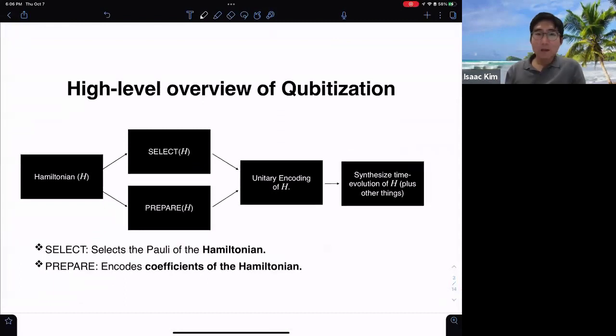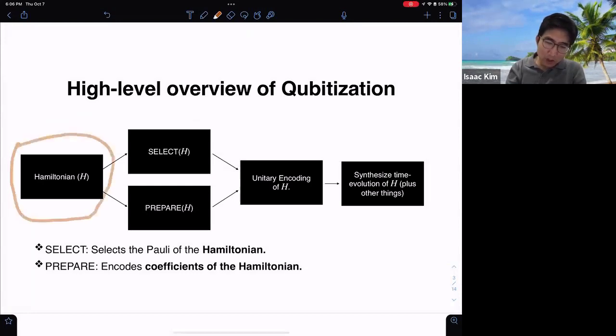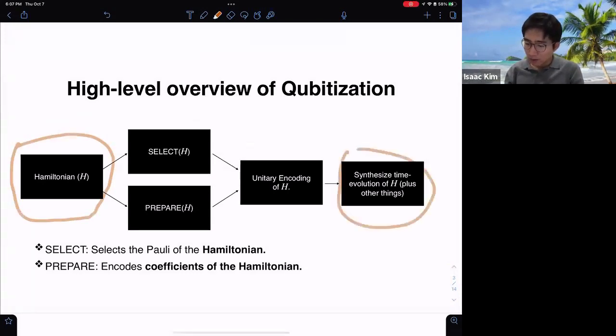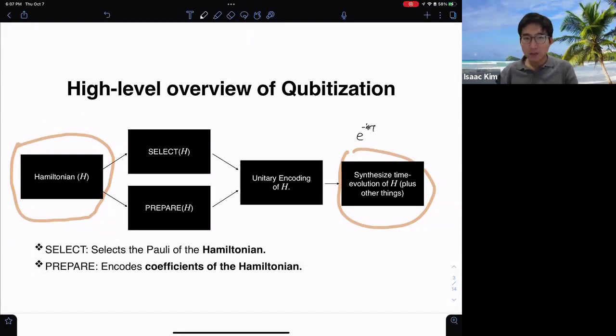So you might wonder how qubitization works. Let me tell you the high level picture. Remember, our beginning point is some microscopic Hamiltonian, like maybe the Fermi-Hubbard model in 2 dimensions, or an Ising model. And our end goal is to synthesize the time evolution. I have some time that I have in mind, and I want to implement e to the minus iHt.